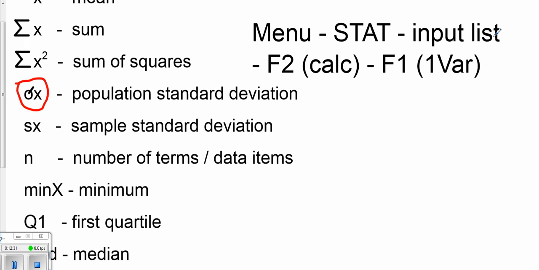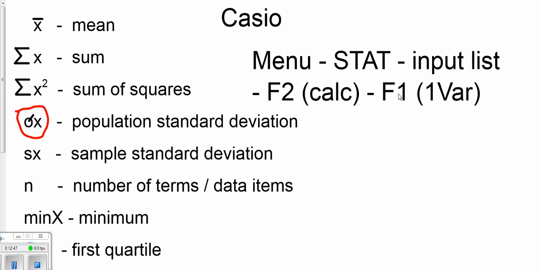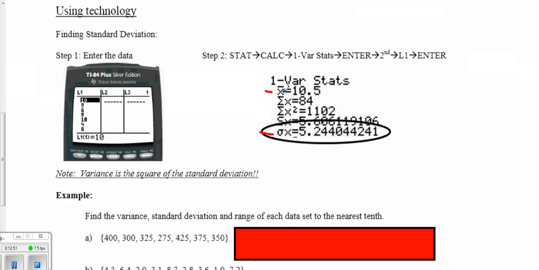After you've input your list, hit F2 on your calculator. On the screen, it should say CALC, or calculate. From there, you're going to hit F1. That is, again, the one variable statistics that we're looking for. After you hit F1, it should give you a list that looks very similar to this screen. You'll see the x bar, the uppercase sigma x, the uppercase sigma x squared, and so on.